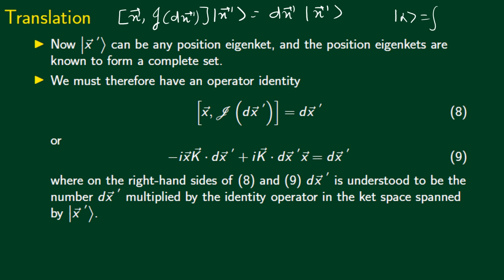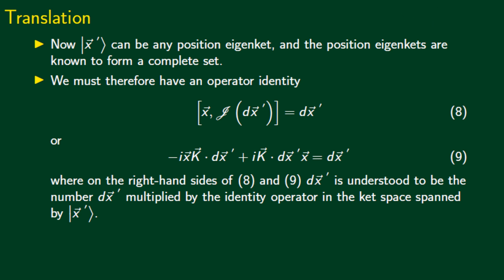This means that we must have an operator identity. This relation actually says something about these operators, because it's true for any ket. So that's why we have this identity: the commutator of x vector with J of dx vector prime is equal to dx vector prime. In the next step, we can use the form of the infinitesimal translation operator that we found. J of dx prime can be written as 1 minus i k vector dot dx vector prime. This was the form of the infinitesimal translation operator that we motivated.